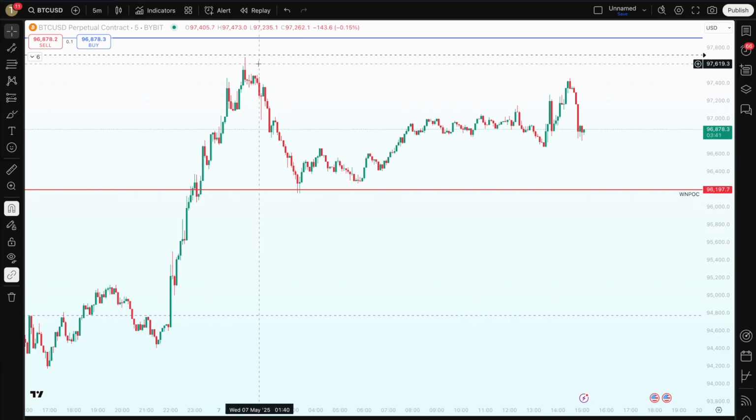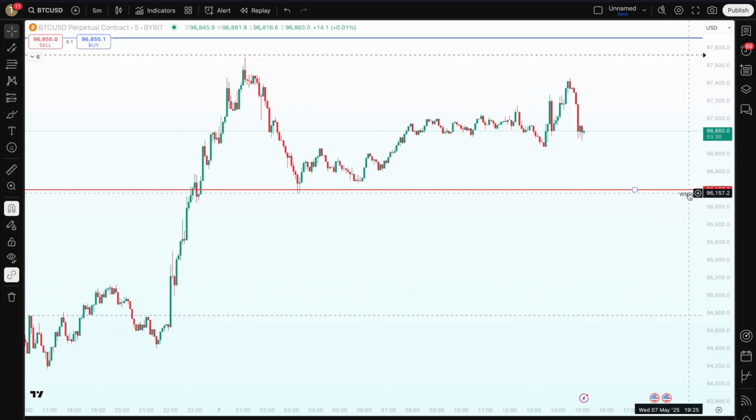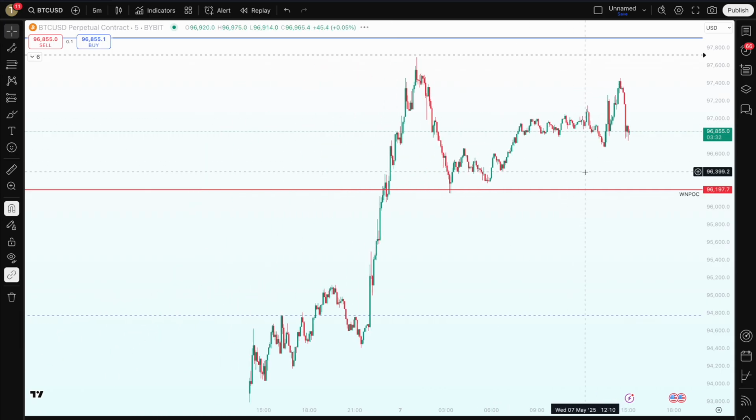So in this case, you can see here, price pushed up, went down, tested that 96.2 level, didn't lose it, and then have this reaction right now. So that's why I didn't take the short.